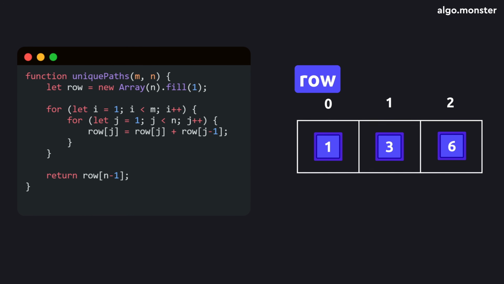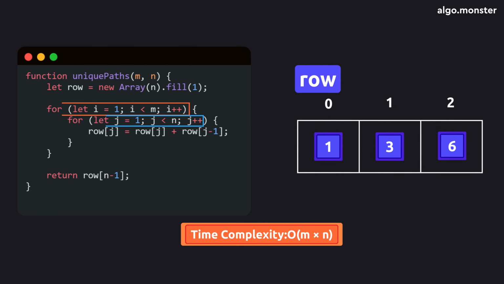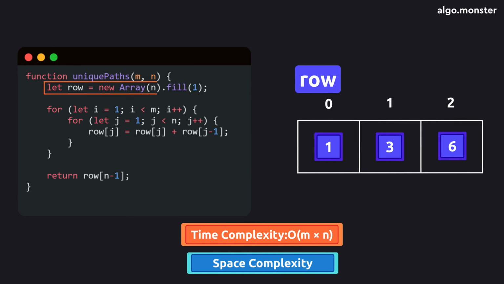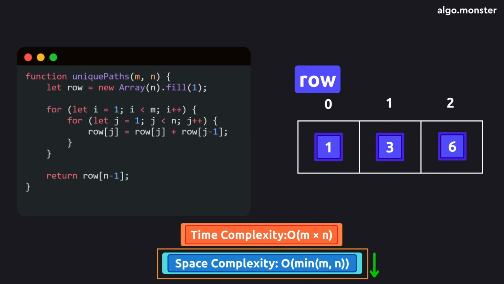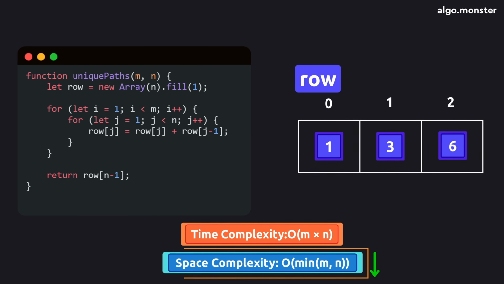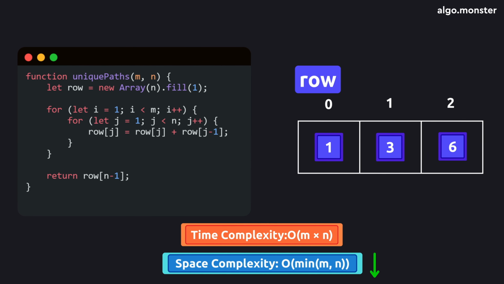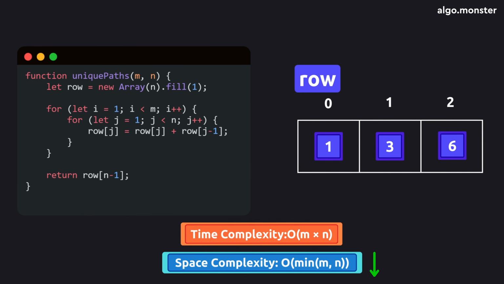And for this solution, the time complexity stays the same, O of m times n, since we still use two nested loops. But the space complexity is now much better. We only store one row, so it drops to O of n instead of O of m times n. And if m happens to be larger than n, we could just as easily store a column instead of a row. In that case, the space complexity becomes O of min of m and n. The idea stays exactly the same. We just keep the minimum amount of data we actually need.